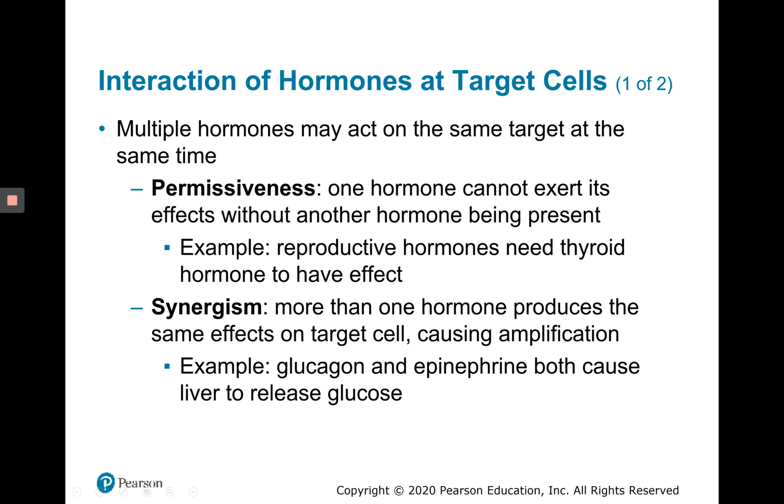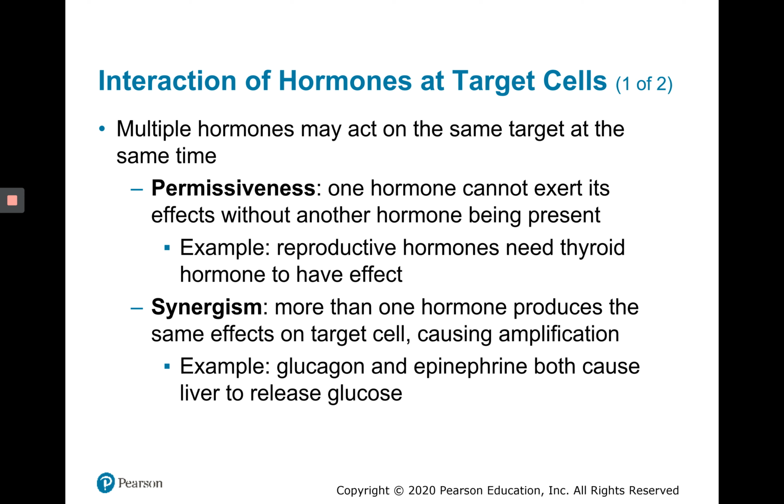All right, today we're looking at the interaction of hormones at target cells. So multiple hormones may act on the same target at the same time. And there's a couple of different cases for when this occurs. There's permissiveness, where one hormone cannot exert its effects without the other hormone.